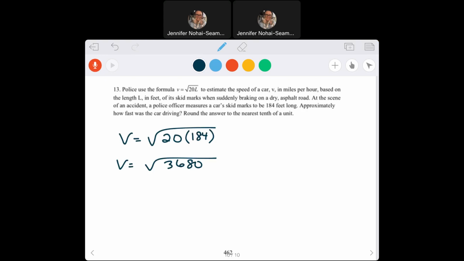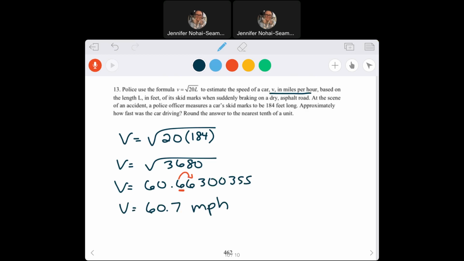3,680. And then on my calculator I take the square root of 3,680, and I get 60.66300355. They want us to round the answer to the nearest tenth. So the tenth is here. I look next to it and I get 60.7. And 60.7 is the V in miles per hour. So 60.7 miles per hour.